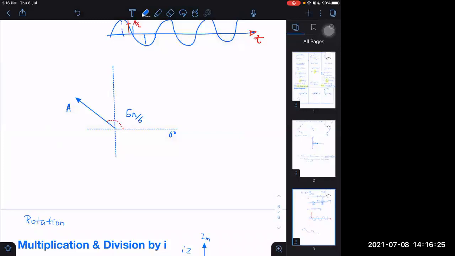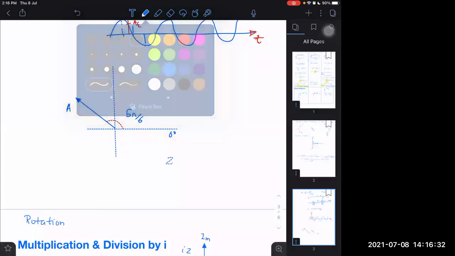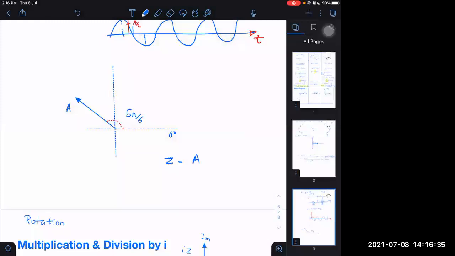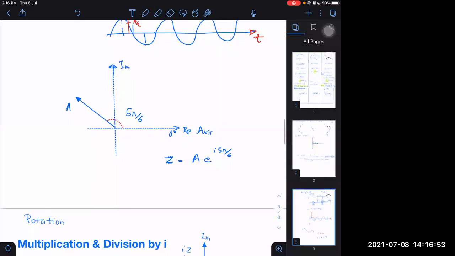Tell me, if this is a complex number, then how should I write it? I think the complex number can be written as Z is equal to A into e raised to power iota 5 pi by 6, right or not? Can we write it in this way? If this is the real axis and this is the imaginary axis, and this is on this side, you know how to write it. We can write it as A into e raised to power iota 5 pi by 6.